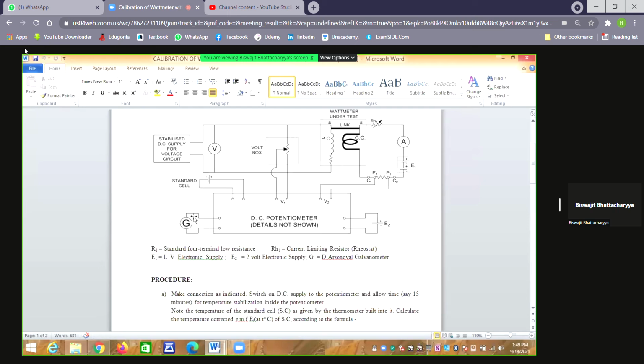Okay. Now we keep that standardization. After standardization, first we connect the standard cell, then we wait for 15 to 20 minutes. Why? To stabilize the temperature of the environment. Then we start standardization, bring the knob into the standardization mode, vary the coarse rheostat and fine rheostat, and observe the null point of the galvanometer. And once we get the null point, it means the potentiometer is standardized.